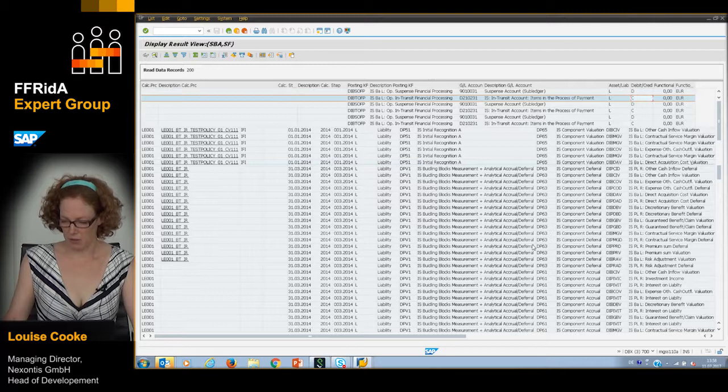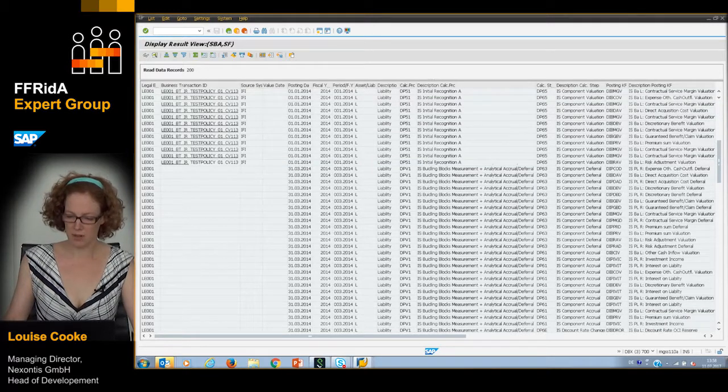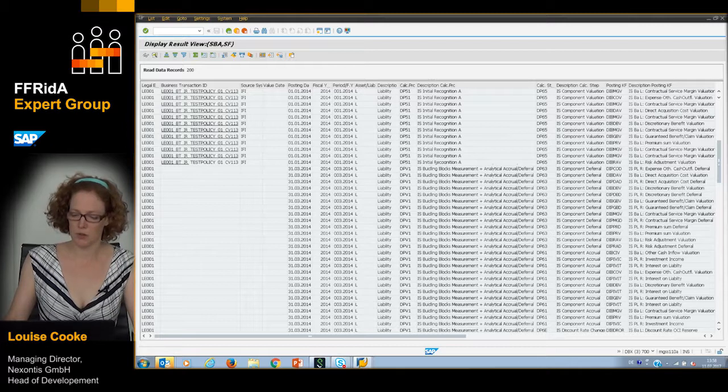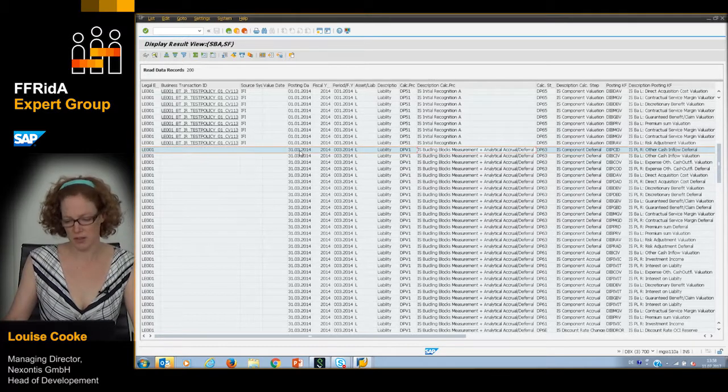If we scroll down a little bit further, we can see that we move from the initial recognition at the beginning to a subsequent measurement. In this case, we have a quarter close, so this is the end of March. We run a building block approach, and we can see the different steps that we run through. The first step we see is the deferral, which is basically the amounts that are produced due to the passage of time.